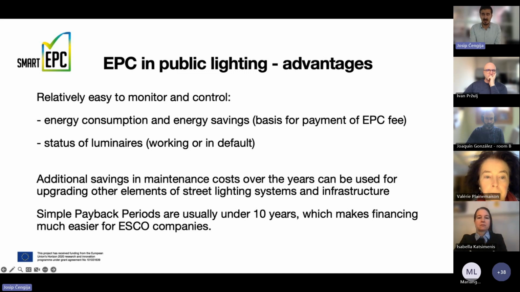Simple payback periods are, as we said, usually under 10 years, which makes financing much easier for ESCO companies. This is due to the fact that when ESCO companies are trying to obtain third-party financing, mostly loans from the banks or other types of debt, then a 10-year lifespan is what you would find to be the longest period for financing these types of projects. If you were to search for financing for 15 or 20 years, it would be much harder, and you would need much larger investments to support that kind of financing, and much more complex financing models. So it's quite easy to finance EPCs in public lighting infrastructure.